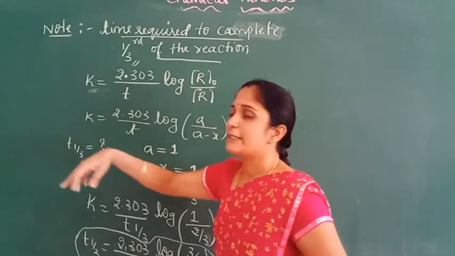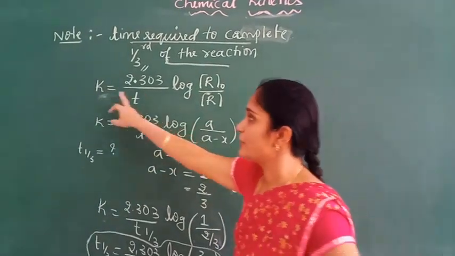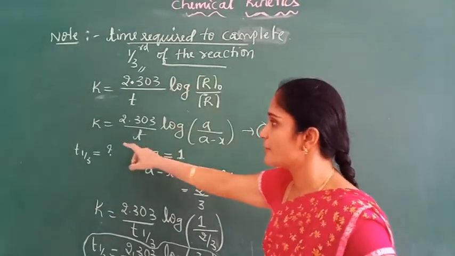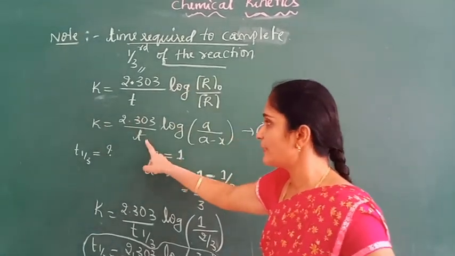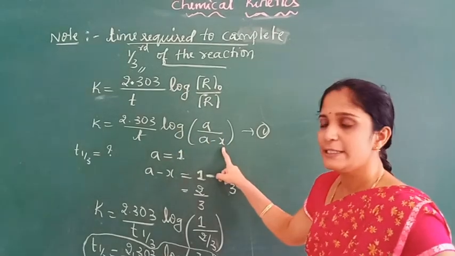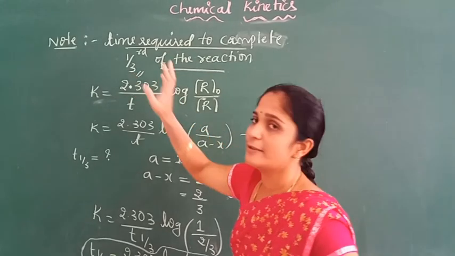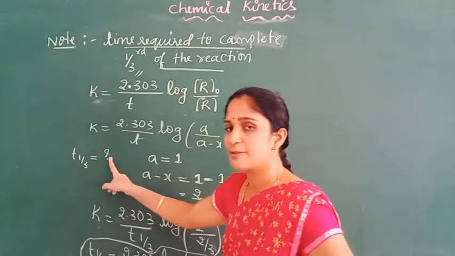So first write the integrated rate constant expression for first order reaction, that is k equals 2.303 by t log of R0 by R. So this equation can also be written like this: k equals 2.303 by t log of a divided by a minus x. So we have to calculate time required to complete 1/3 of the reaction. Therefore t 1/3 equals question mark.